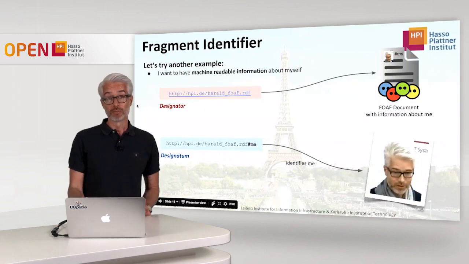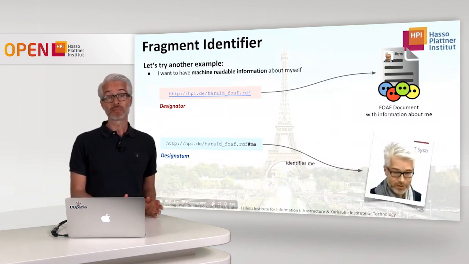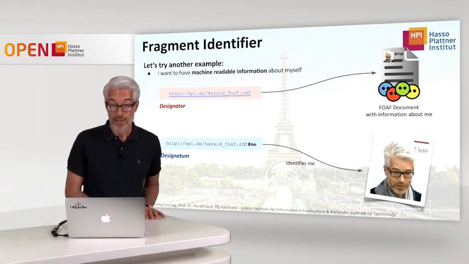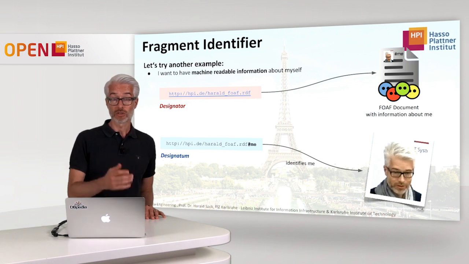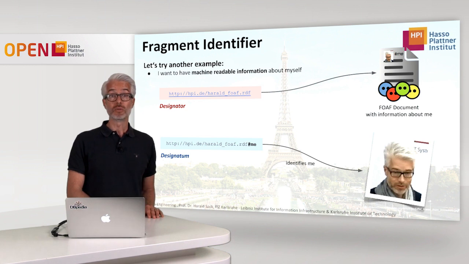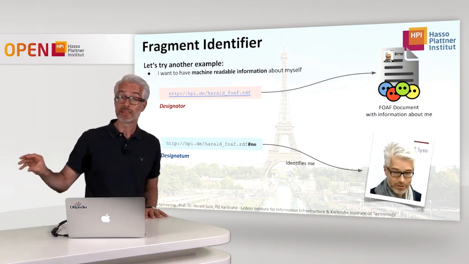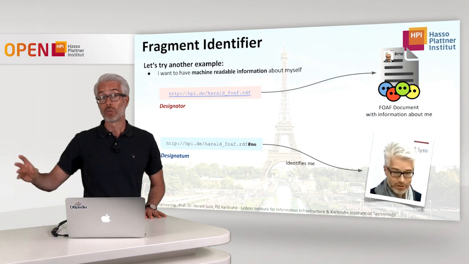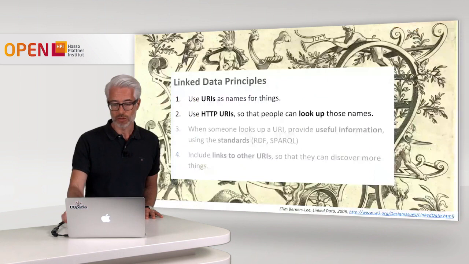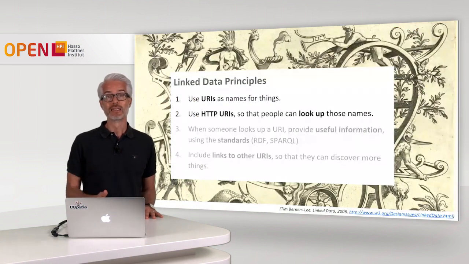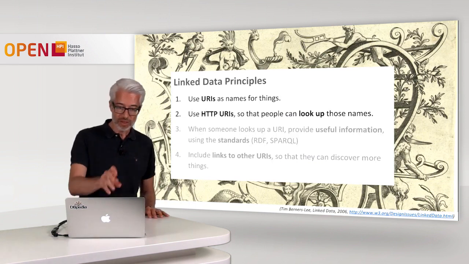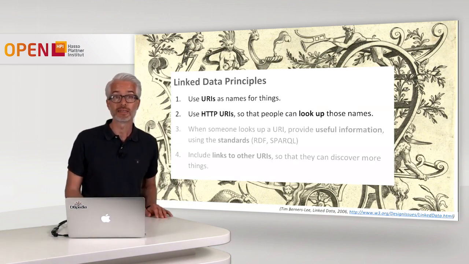Okay, so this is the second way how this distinction between designator and designatum can be made on the web, in the web of data, with the help of either content negotiation or with the help of fragment identifiers. And now we are able to denote and reference and identify resources on the web, while at the same time providing information about these resources with exactly the same URI.